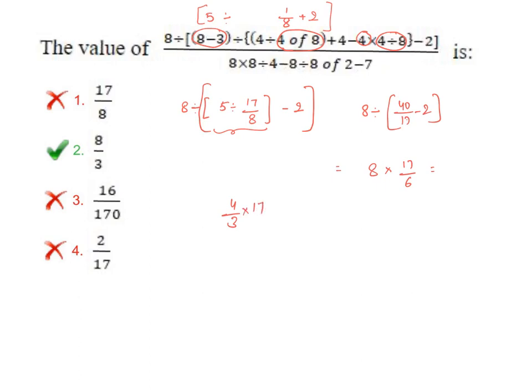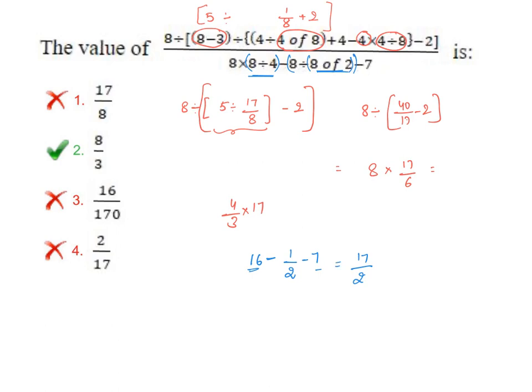This is your numerator. Now come to the denominator. Now the denominator becomes, first solve of 8 divided by 4 is 2, so 8 into 2 is 16 minus 8 of 2, 16. 8 divided by 16 is 1 by 2 minus 7. So we know 16 minus 7, 9. 9 minus 1 by 2 is 17 by 2.